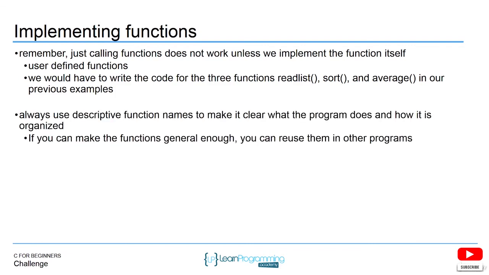And when you implement the functions, you always want to use descriptive function names to make it clear what the program does and how it is organized. In the previous example, we had a function named readList. Pretty clear what that's doing. Function named sort. We didn't name the function X, Y, or Z. We described that function. It's the same thing when you're describing or creating variables. Meaningful names. And also, if you make these functions generic enough, where they're actually doing something and taking generic data, you would actually be able to reuse them in other programs, just like a library function.